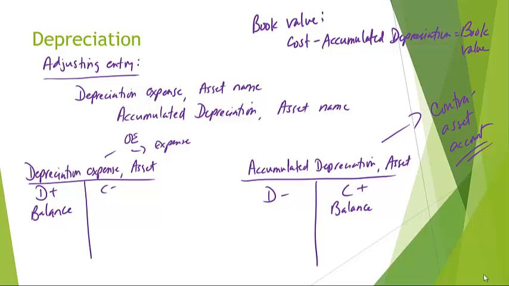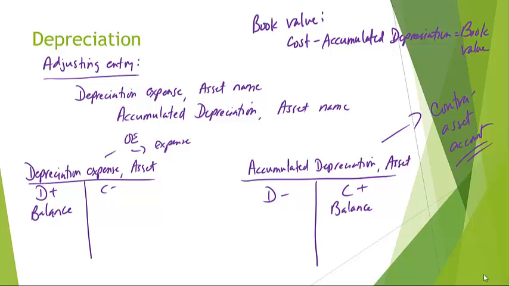So, how do we do the adjusting entry? Well, we need two new accounts here. We're going to debit an account called depreciation expense, and then you have to list the asset that's attached to that. So if it's a building, it would be depreciation expense, building. If it was a delivery van, you would debit depreciation expense, comma, delivery van.